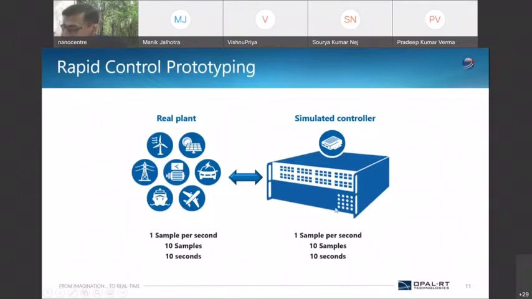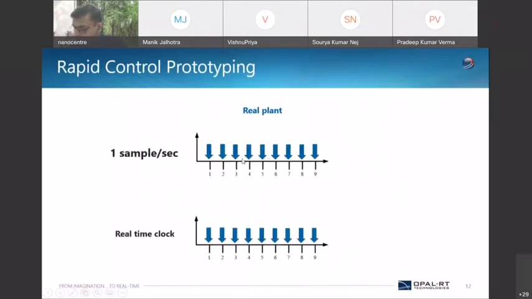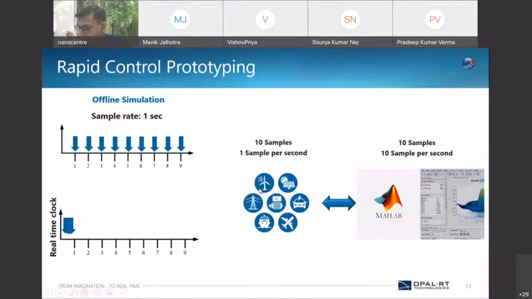So this means that we also want the real-time simulator to send the data at one sample per second, so that with the real plant, which is also sending the data at one sample per second, we have synchronization between the real plant and the simulated controller. This is what we are trying to see: the real plant is sending the data at one sample per second, and its speed is the same as the real-time clock. What it means is that at each second we'll have data being sent by the real plant. Now we try to understand why exactly we need a real-time simulation.